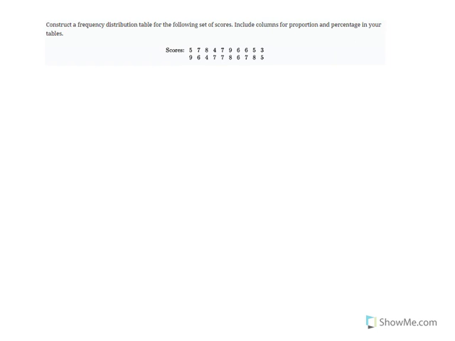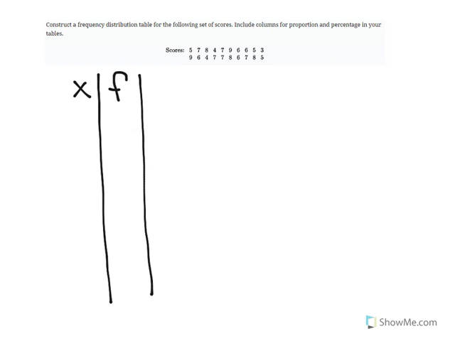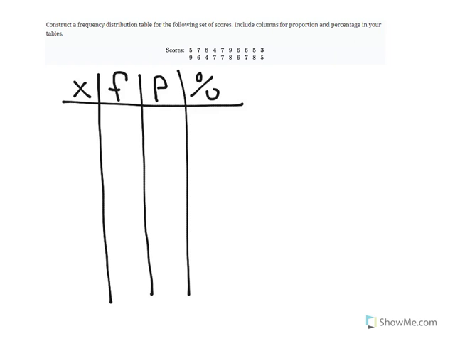First, we're going to need a column for all the x values. Then one for the frequencies, one for the proportion, and then one for the percentage. Now all we have to do is fill in the columns.